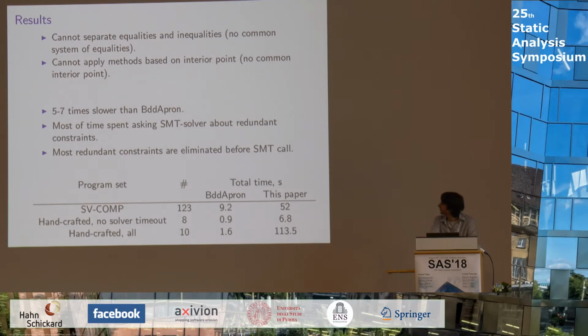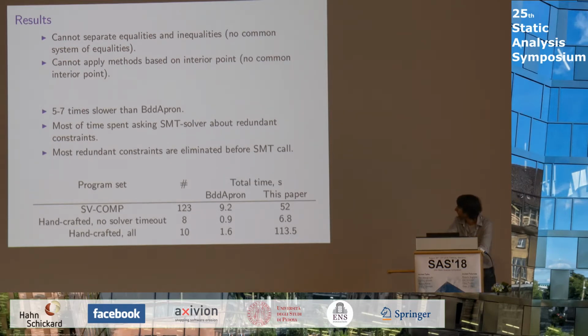In terms of implementation, it's now about 5 to 7 times slower than BDD Apron. I will mention a bit what these examples are. Most of the time, and again we had this coming, is spent asking the SMT solver about redundant constraints. And actually most redundant constraints I eliminated before the SMT calls by incomplete methods.